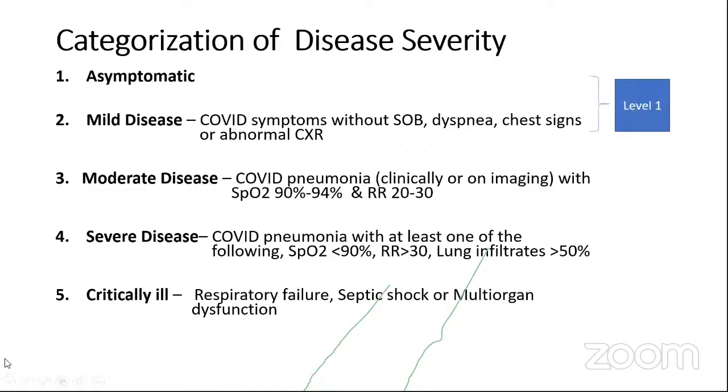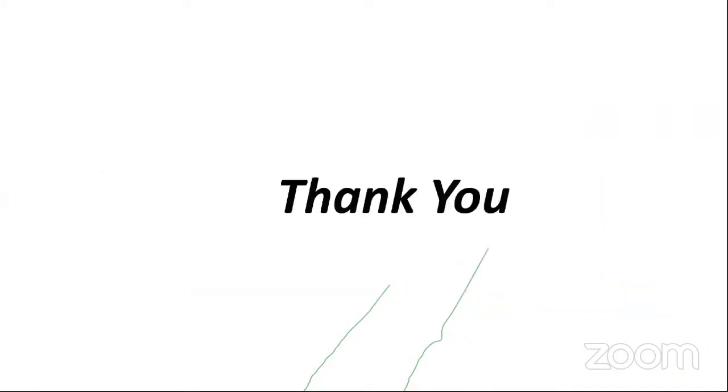Moderate disease is defined as COVID pneumonia, but less hypoxic and less tachypneic. And severe disease is COVID pneumonia with profound hypoxia and tachypnea and more lung involvement. They are being managed at level 2. And the patients who have respiratory failure, other organ involvement, shock, and so on are called critically ill patients. These patients, as well as some of the refractory cases of severe disease, are being escalated to level 3. So I think with that, I come to the end of my presentation.